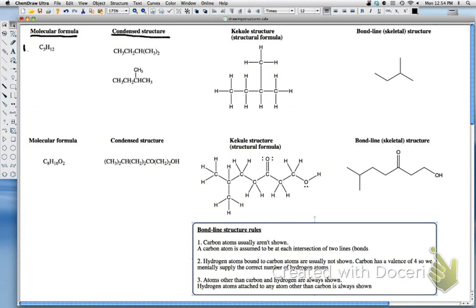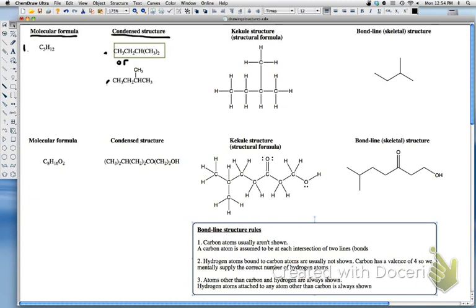The condensed structure gives information about the connectivity between the different atoms in the molecule. These are two examples of the same condensed structure, two different ways of writing the same thing. You can write the top example or the bottom example, and both are used in different textbooks. But let's work with the top example first.